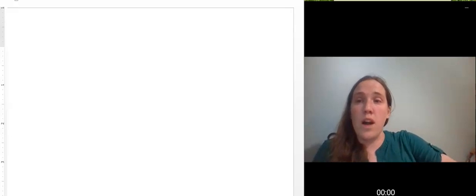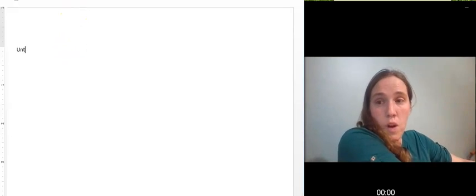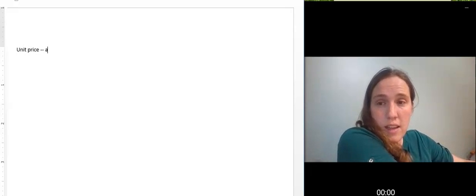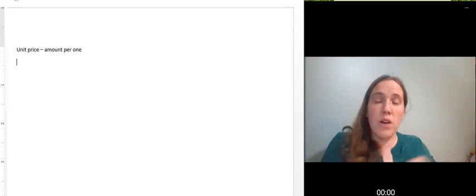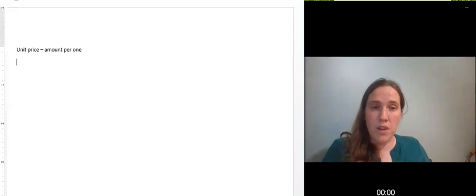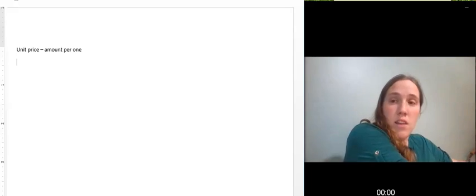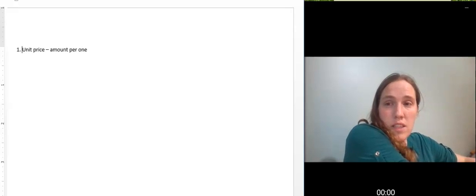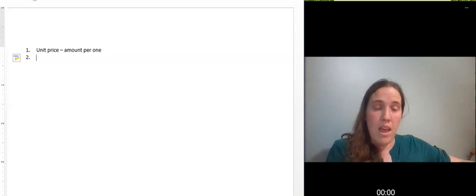First concept that you need to know for tomorrow is unit rate. What is unit rate? Unit rate is the price per one, or the amount for one. It doesn't always have to be price. How do you know what goes on top and what goes on bottom when you're doing unit rate? It will tell you. So the first thing you know is that unit rate is price for one. The second thing you need to know is what goes on top and what goes on bottom.